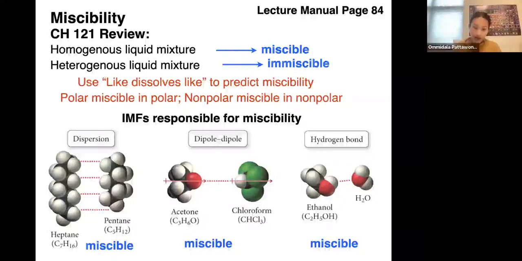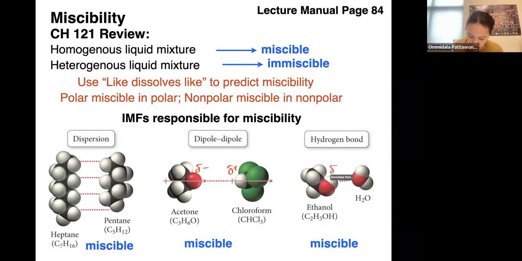Please note that the dipole-dipole interaction stems from the partial charge, right? It is the electrostatic force of the partial charges within the molecule. For example, in this case, it comes from the partial negative charge of oxygen interacting with the partial positive charge of the hydrogen in chloroform. Same thing for hydrogen bonding, but this is even stronger, right?